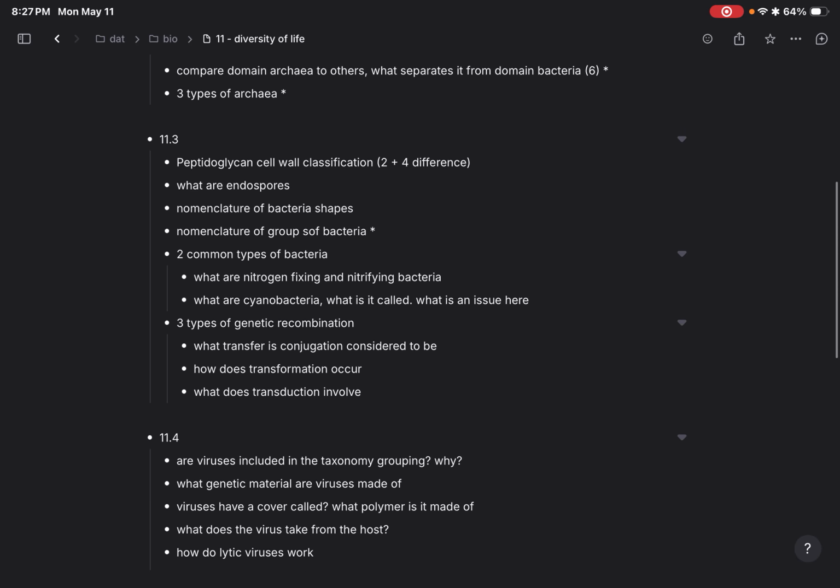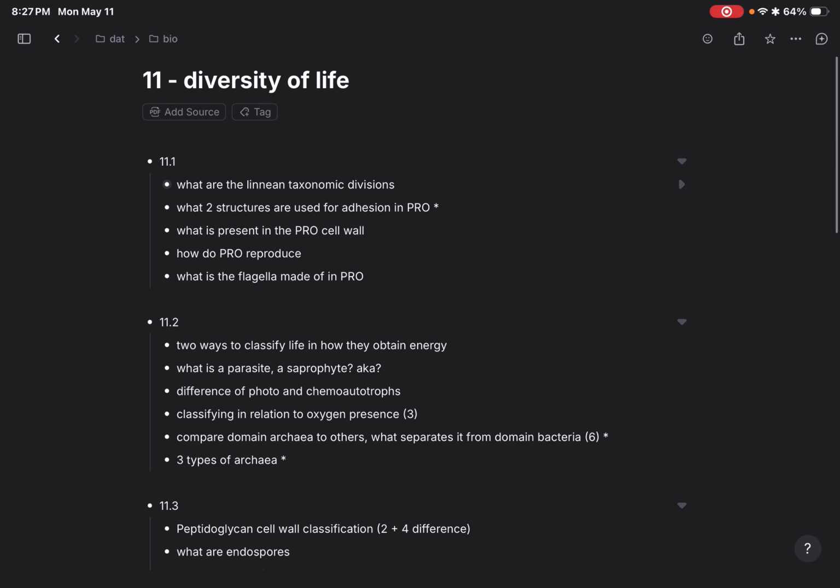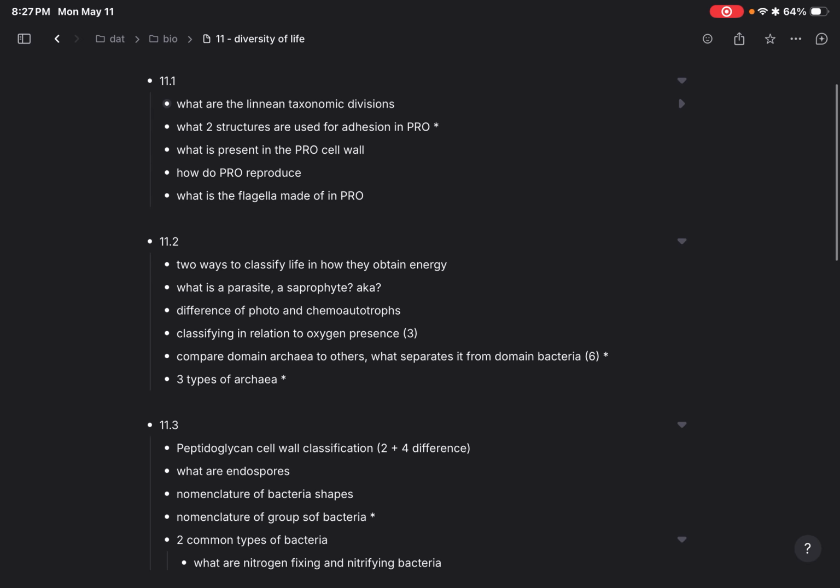So let's continue on. Phylum is the word. Okay, then there's strepto. This keeps on slipping my mind. Strepto, strapto, and streptostaphylum. Okay, streptostaphylum. Three types of archaea: methanogens, halophiles, and thermophiles. What separates it from domain bacteria?